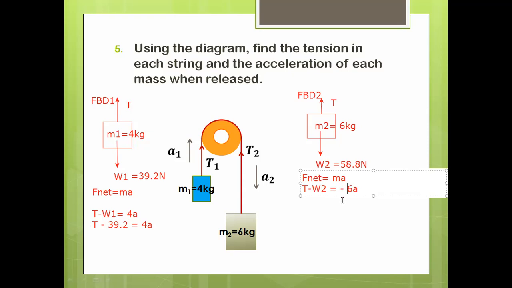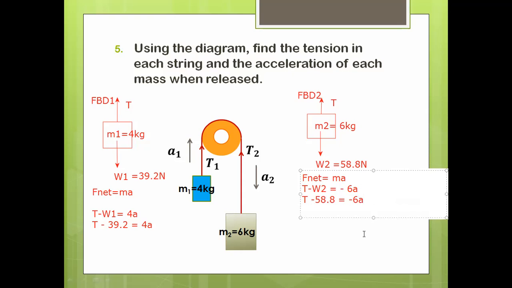Do you follow me? Now, why negative? Because acceleration on free body diagram 2, or object 2, is downward. Now, substituting, that will be T minus 58.8 equals negative 6A. And this will now be our Equation 2.